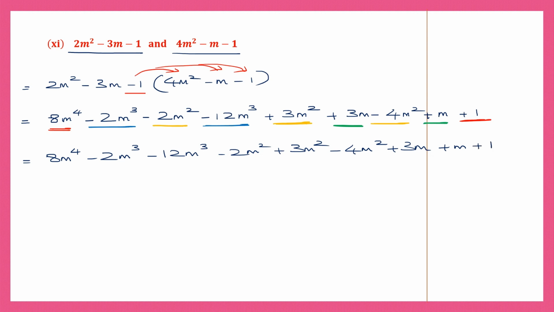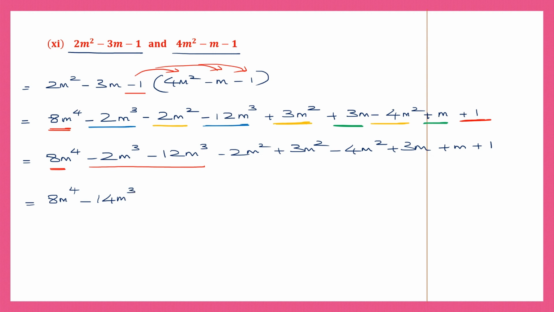Now we are going to work on the like terms. This will remain as it is. So let's write that: 8m to the power of 4. Let's work on the like terms. So here we have minus 2m cubed minus 12m cubed. So minus 2 minus 12. Signs are the same, so we put the same sign and we add: 2 plus 12 is 14m cubed.